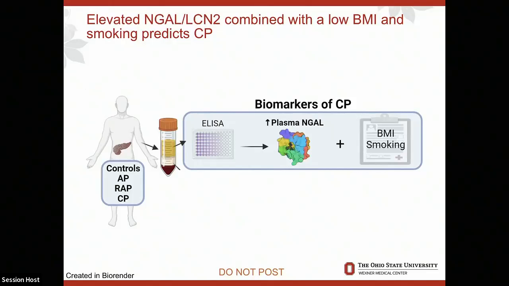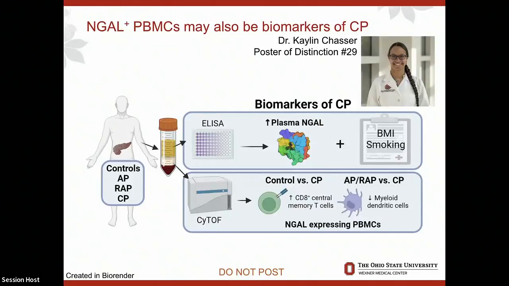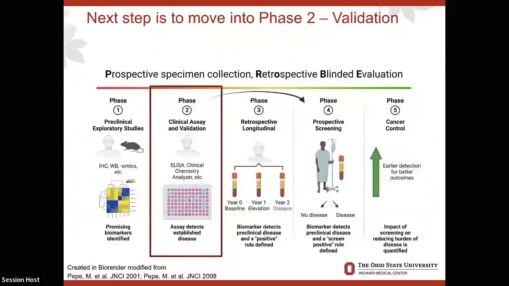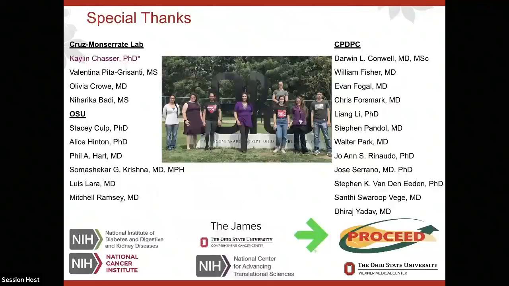Now, this is only half the story. What's really exciting is we went in and did CyTOF analysis to look at immune cells that are NGAL positive as well. My co-fellow postdoc, Dr. Kaylin Chaser, had a poster on that yesterday, and she's here if you want to talk to her about that as well. The next stage for this project is to move on to our phase 2, where we do a larger validation in a separate cohort using PROCEED, which has a completely separate validation cohort. And we look forward to validating NGAL as a biomarker for CP.